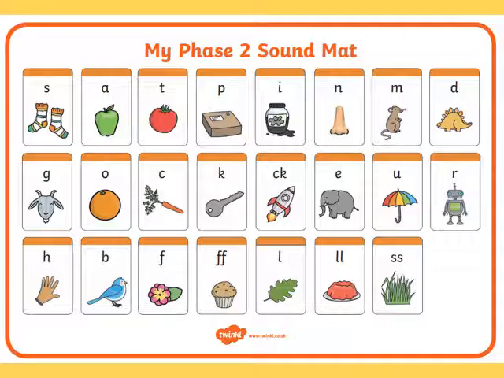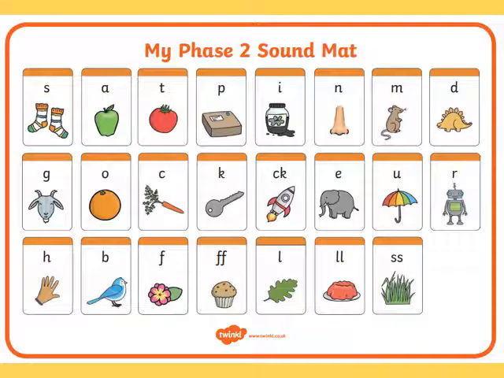For A, the sound is a. For T, the sound is t. For P, the sound is p. For I, the sound is i. For N, the sound is n. For M, the sound is m. For D, the sound is d. For G, the sound is g. For O, the sound is o. For C, the sound is k. And for K, the sound is k. And for CK, the sound is k.